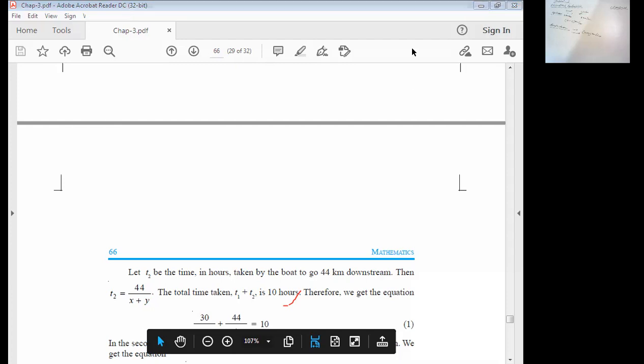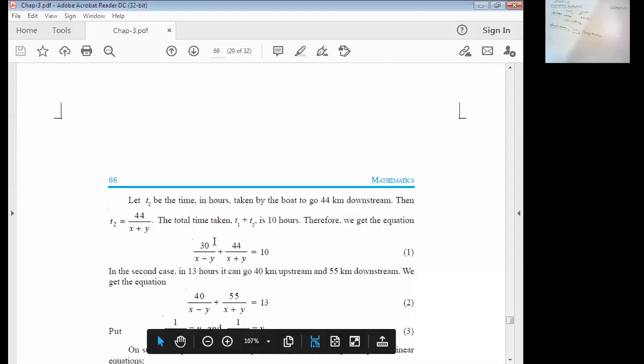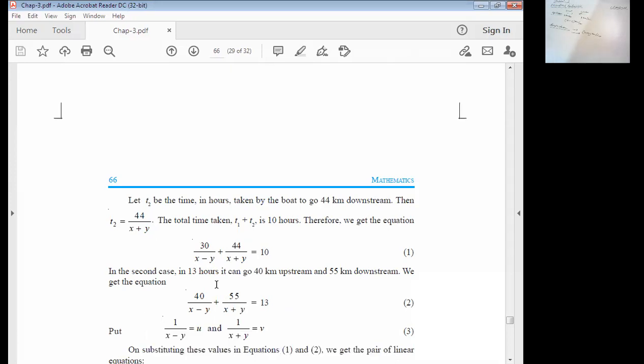Now students, what is the total time taken by the boat? 10 hours. So look here, the equation is 30 upon x minus y plus 44 upon x plus y is equal to 10. Similarly, we can form an equation according to the given information. In the second case, in 13 hours, it can go 40 kilometer upstream and 55 kilometer downstream. So according to the given condition, we easily get 40 upon x minus y plus 55 upon x plus y is equal to 13.